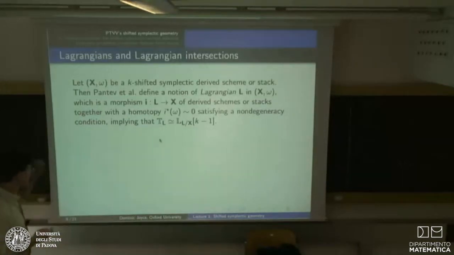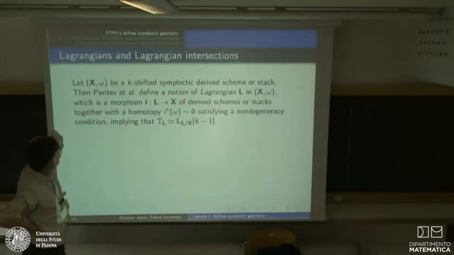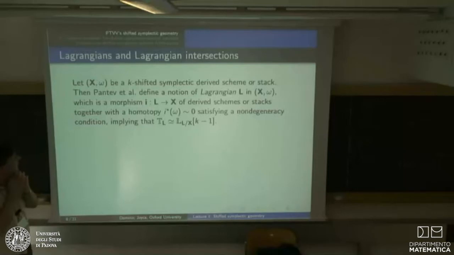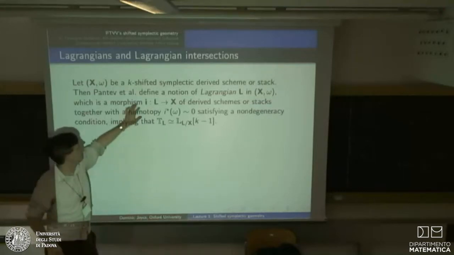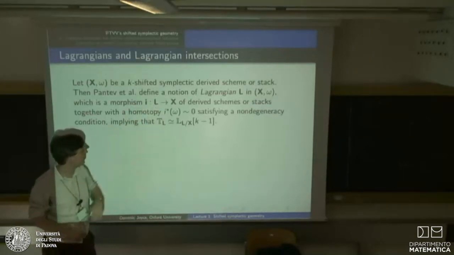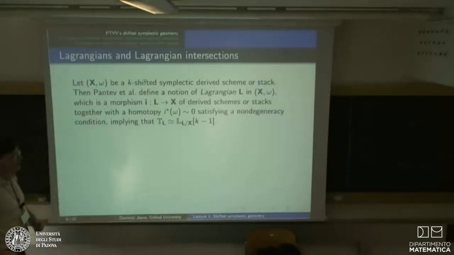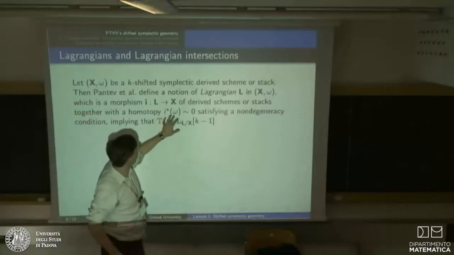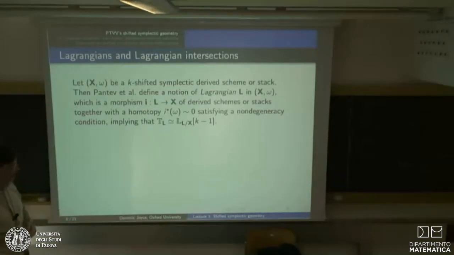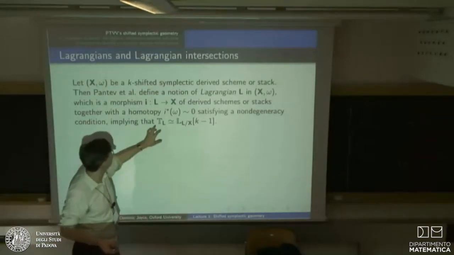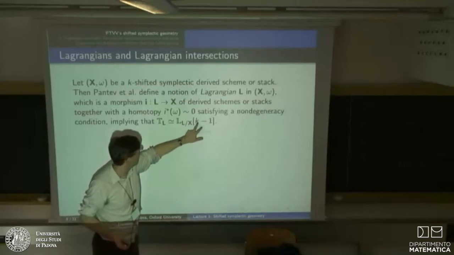Next, let's talk about Lagrangians and Lagrangian intersections. If X, omega is a k-shifted symplectic derived scheme or stack, Tony and his friends define a notion of a Lagrangian in X. This is a morphism i from L into X of derived schemes or stacks. It doesn't have to be an embedding. L could actually be quite a lot bigger than X, for instance. It comes together with a homotopy i^*(omega) being equivalent to zero, which satisfies a non-degeneracy condition, which then implies that T_L is equivalent to the relative cotangent complex of i shifted by k minus 1.